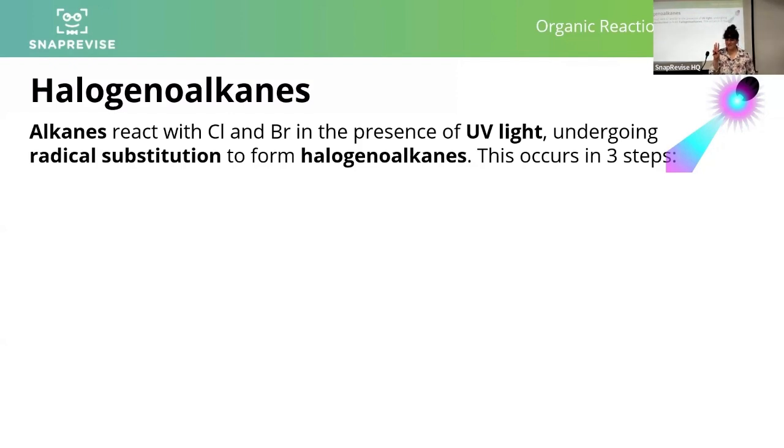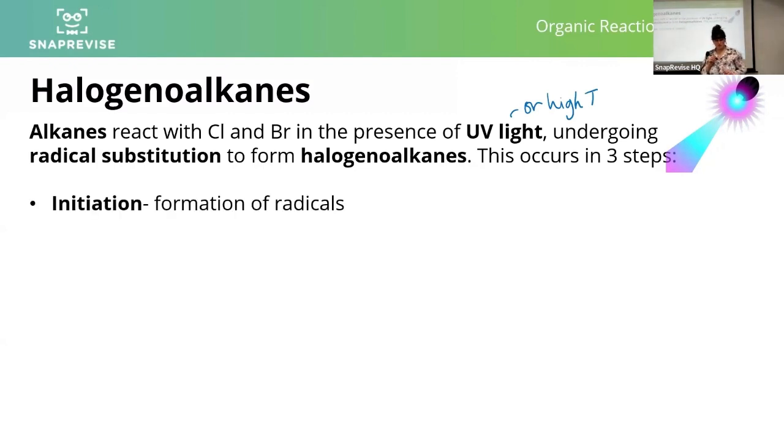We have to know that there are 3 steps in free radical substitution. The first step happens when there is the presence of UV light. If we have a molecular halogen in the presence of UV light or a high temperature, then we can undergo free radical substitution, because the first step can happen. That first step is called initiation. It's the formation of a radical.